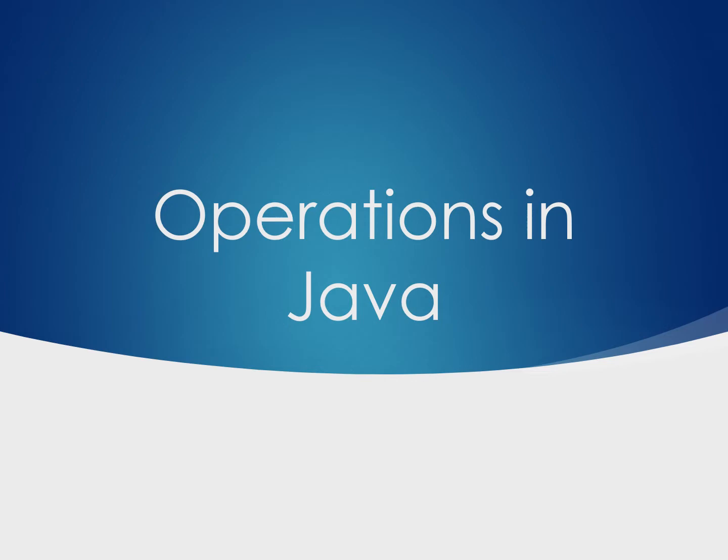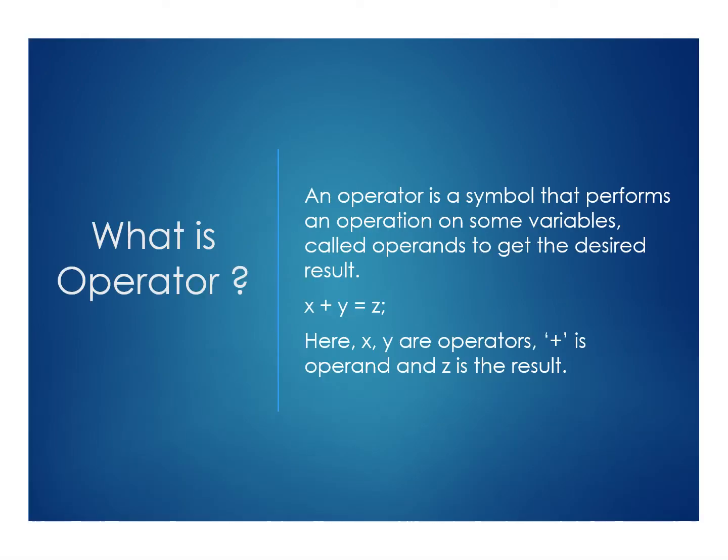This is Ruby. Today I'm going to teach you operators in Java. So what is an operator? An operator is a symbol that performs an operation on some variables called operands to get the desired result. For example, x plus y equals z. Here x and y are operands and plus is the operator and z is the result.